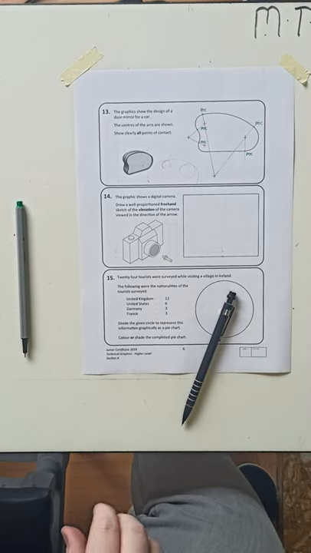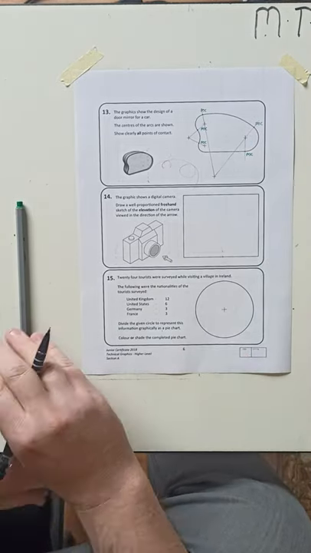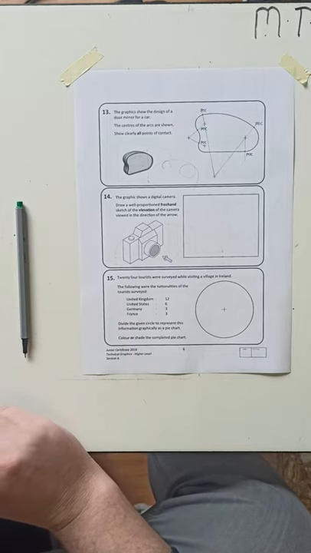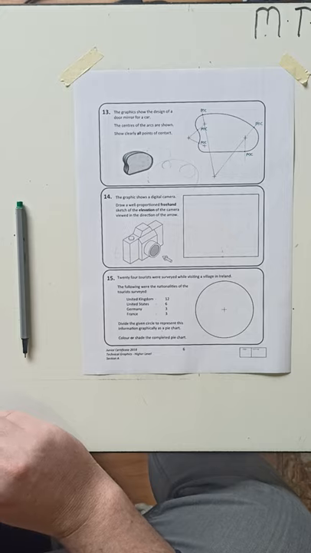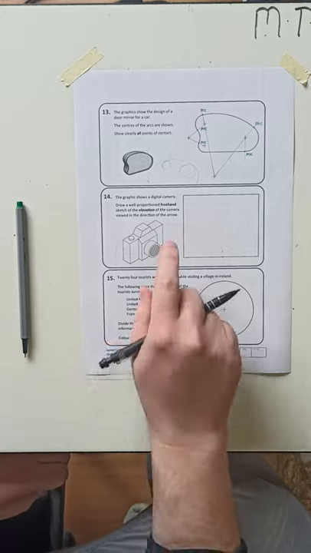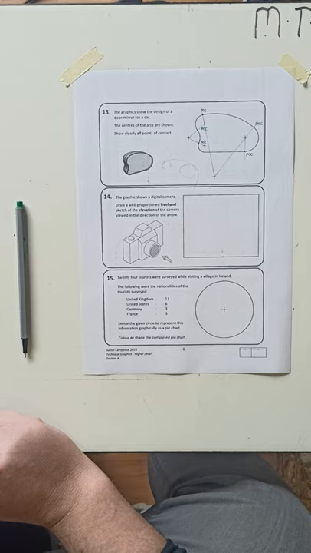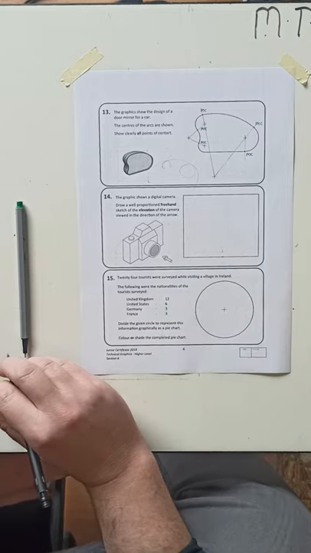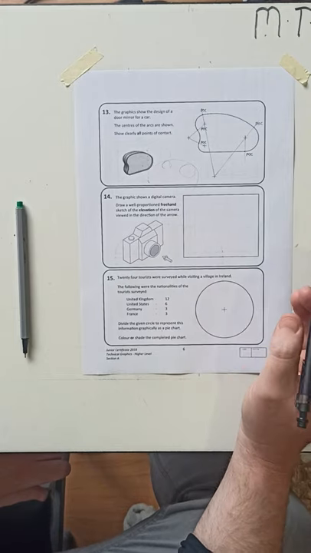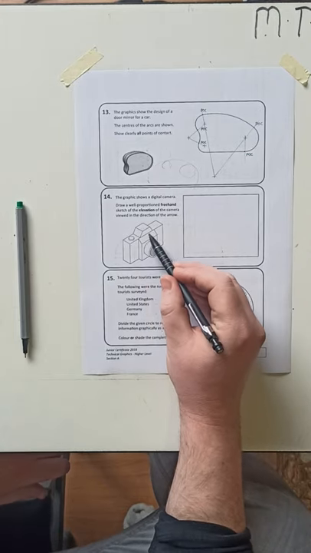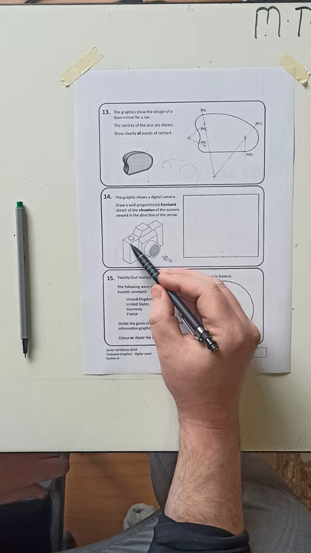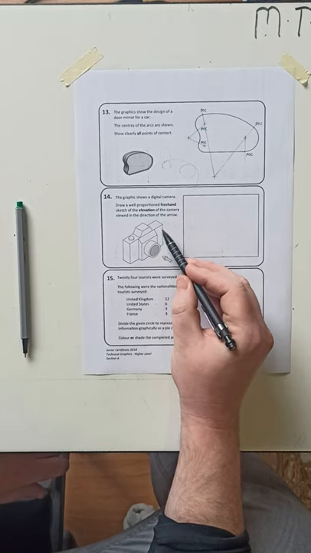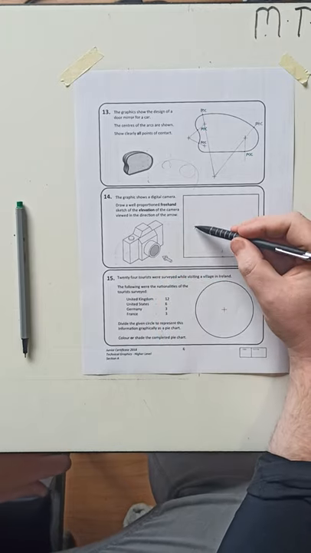Alright. Jeez, another. So we have a third sketching question. The graphic shows a digital camera. Draw a well-proportioned freehand sketch of the elevation of the camera viewed in the direction of the arrow. So this is similar to the one we had, the stairs yesterday. So I have to draw an elevation of what's going on there. First thing I do is think about what I will be able to see. The most prominent thing I can see is that rectangle along the front. So I'm going to try and draw that rectangle.